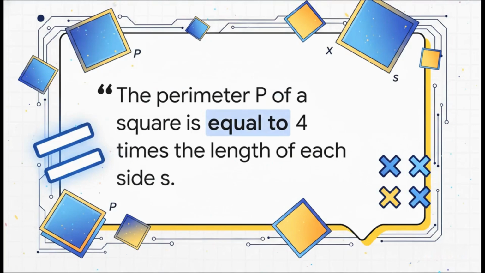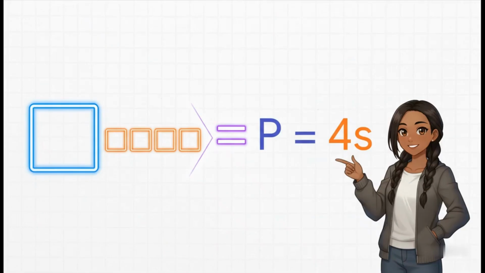All right, first one up, we've got our variables right there in the sentence. P for perimeter and S for the side length. Now, look for the keywords, the instruction words. I see is equal to and 4 times. So, how do you think that translates? You got it. P equals 4s. The phrase is equal to becomes your equal sign, and 4 times just means 4 multiplied by s. Clean, simple, done. Let's do another one.